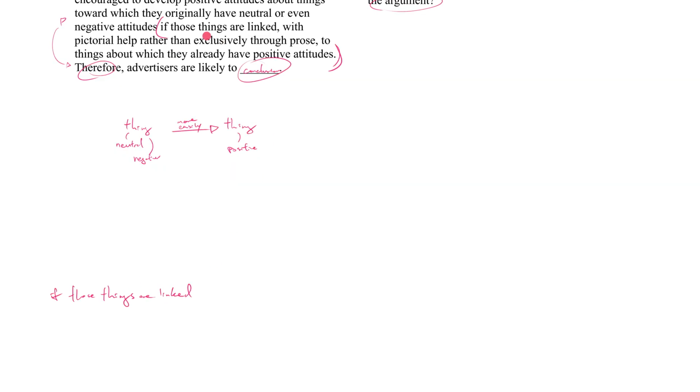Okay, so I just copied this part over. Now this next part is the part where it splits, right? The "rather than" is what tells you how it's splitting. So this part is linked to the rest of the sentence. "Rather than" is in the middle. So one route is above, one route is below. The above route is with pictorial help, and the below route is exclusively through prose.